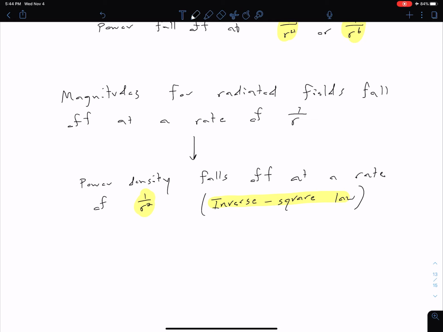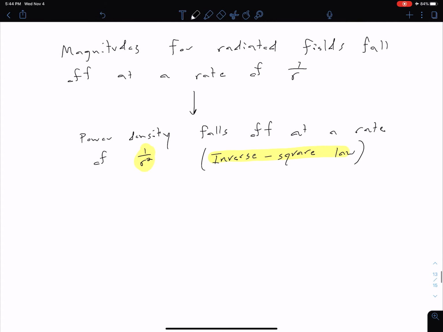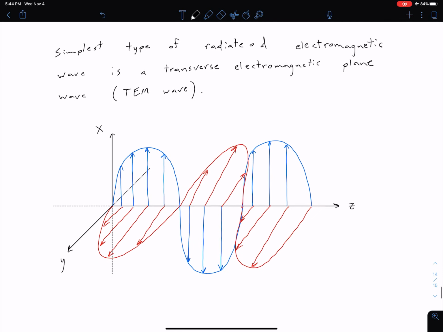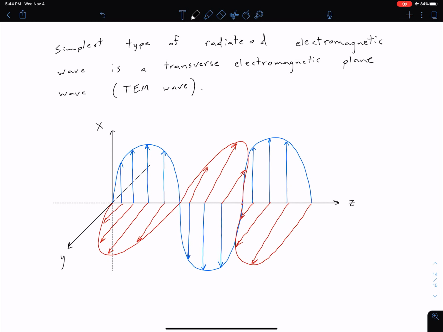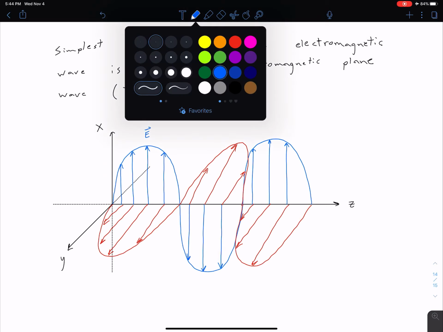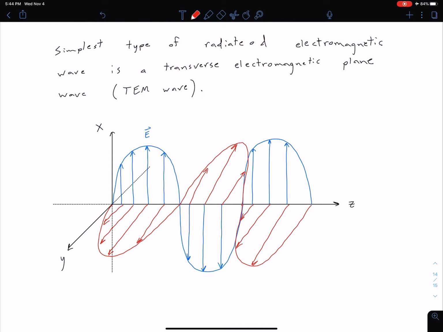Okay, so let's look at the simplest type of radiated electromagnetic wave, which is called a transverse electromagnetic plane wave, or TEM wave. You have to use your imagination a little bit here because it's difficult for me to draw well in 3 dimensions, but basically we have an electric wave, which is in blue here, and a magnetic wave, which is in red. So here we have our magnetic wave H.